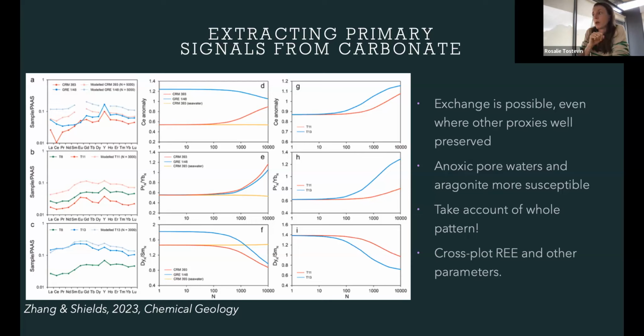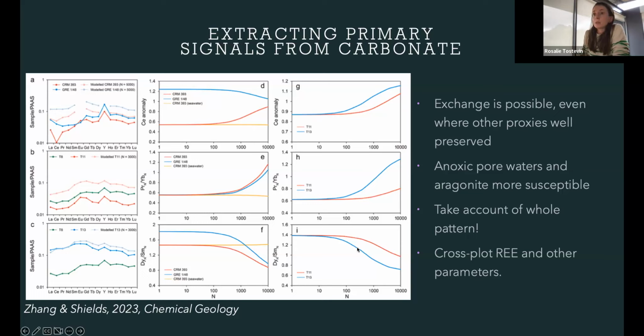could be some systematic bias over Earth history in bits of the rock record that either are or are not recording primary seawater signals. They suggest, and I completely agree, that a really good way around this is to take account of the entire pattern and to cross-plot cerium against all of the other rare earth element parameters and the concentration of other elements like aluminium and zirconium. So this is something that I would strongly encourage anyone who's working with cerium anomalies to do.